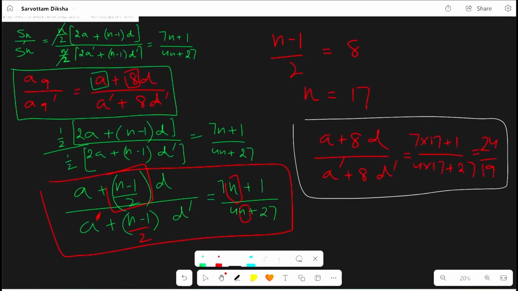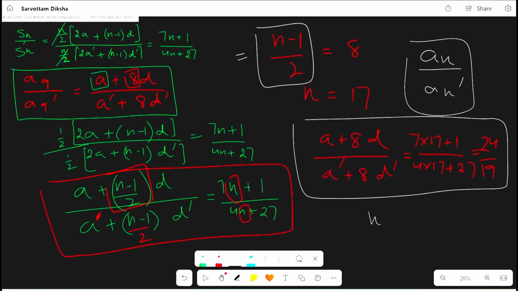Here they ask for ninth term. What if I am asking you the nth term, ratio of nth term? What we do, we substitute n minus 1 by 2 as m. Why m? Because I can't put this as n. Is it possible that n is equal to n minus 1 by 2? This is wrong. So I will find ratio of mth term and later I will replace it by n. They can ask me ratio for any term, 10th term, 25th term, method will be same.